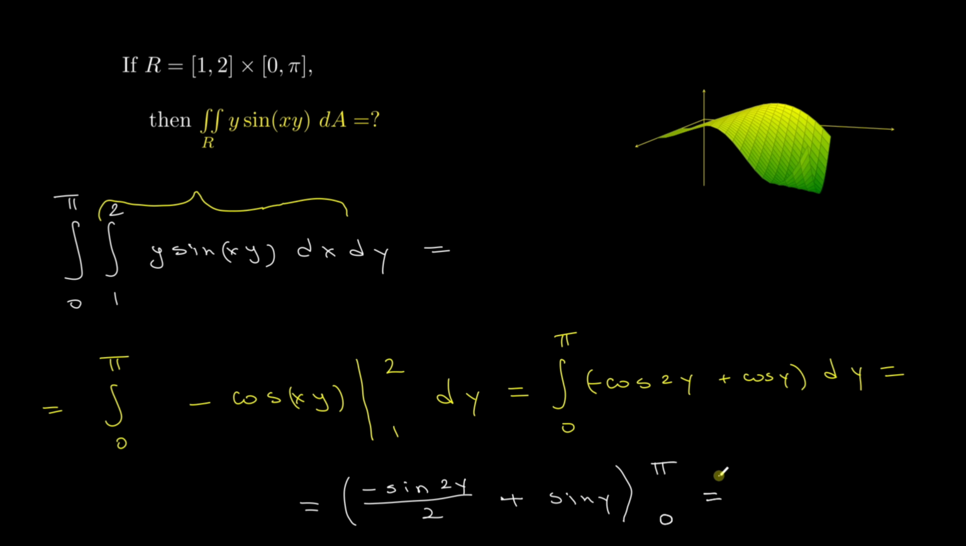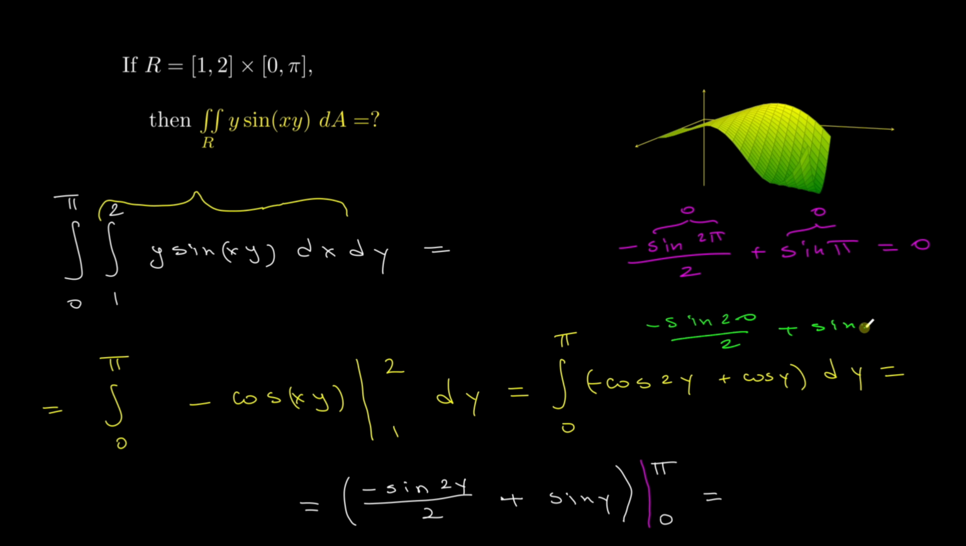So if I plug, so that's an interesting point. If I plug pi into the function, so negative sine 2 pi over 2 plus sine pi. Here both of them are zeros. So this is 0 and this is 0. And then if I plug in y equal to 0, negative sine 2 times 0 over 2 plus sine 0. So that's again 0. So the final result for this problem is 0.